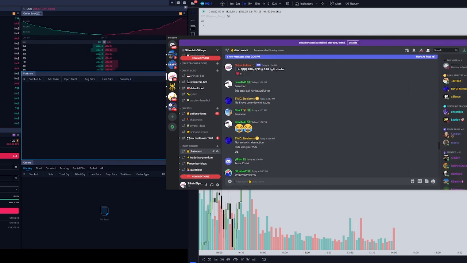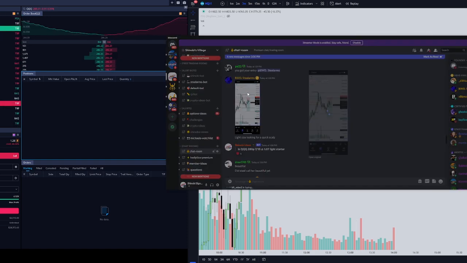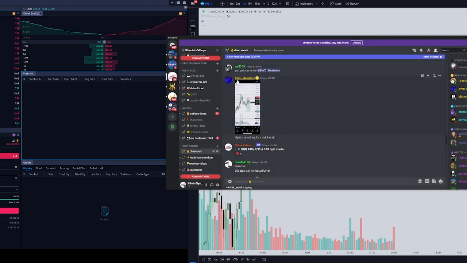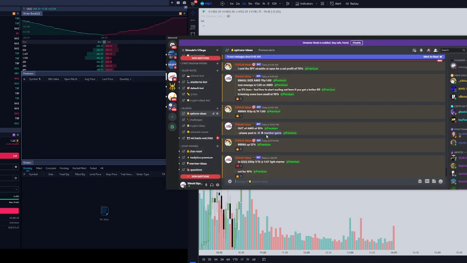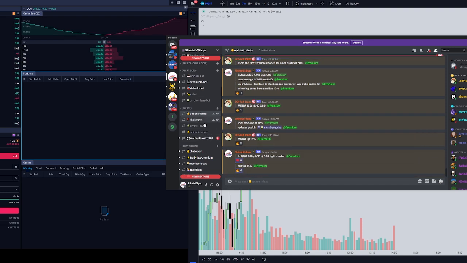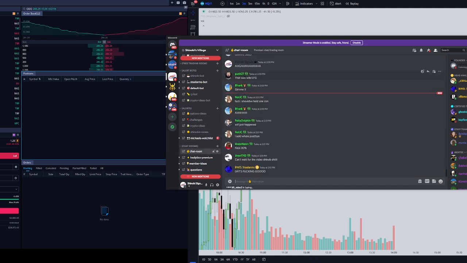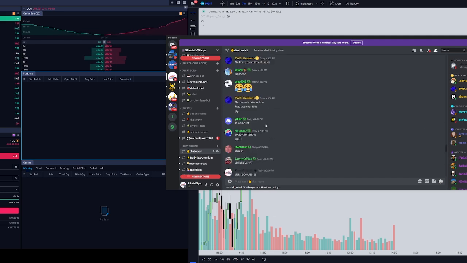And there is my exact entry, the 280 puts. Here's the setup we post. So we post our why we're hopping in and what we're hopping in, so everyone is able to see. There it is in QQQ, out for 15%. Look at this. Everyone is banking.